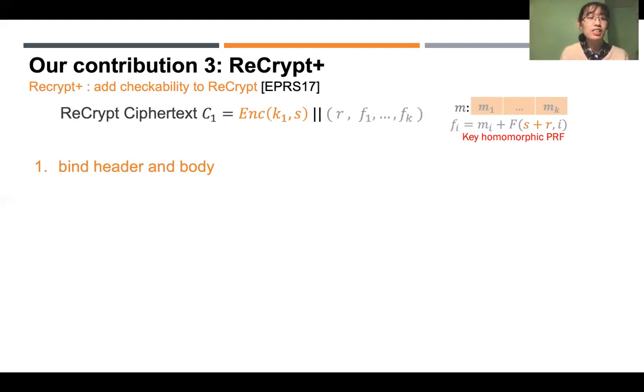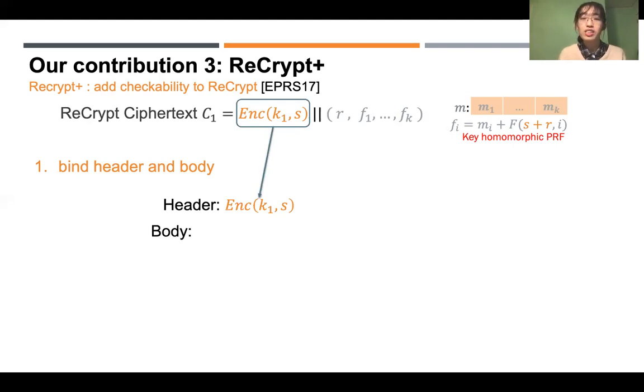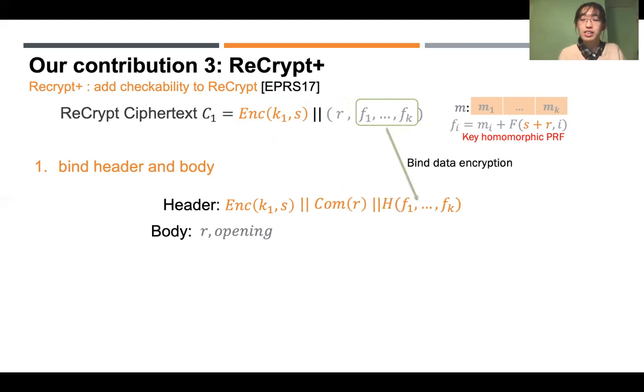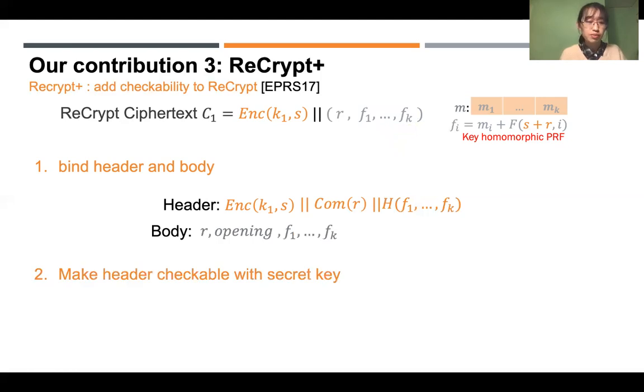The first step is to bind the header and the body. Our idea is to attach some information to the header to bind it with the body. We know that the body contains two parts, the share and the data encryption. So first we bind the share R with the commitment. And in order to check the commitment, we also need to attach the opening to the body. And then we bind the data encryption with the hash function. It's okay to keep the original data encryption in the body.